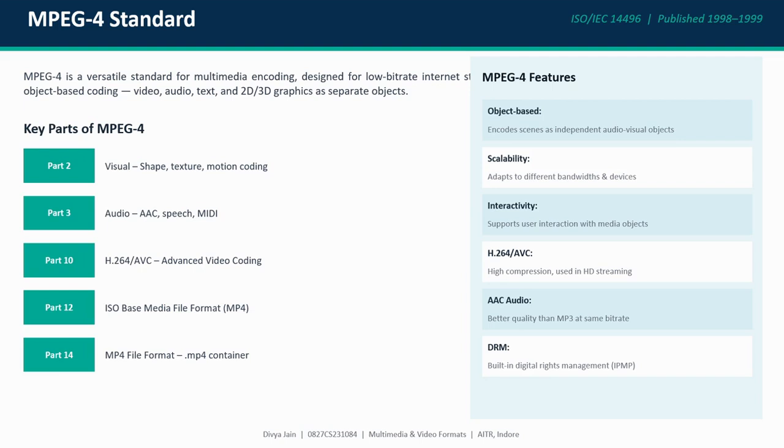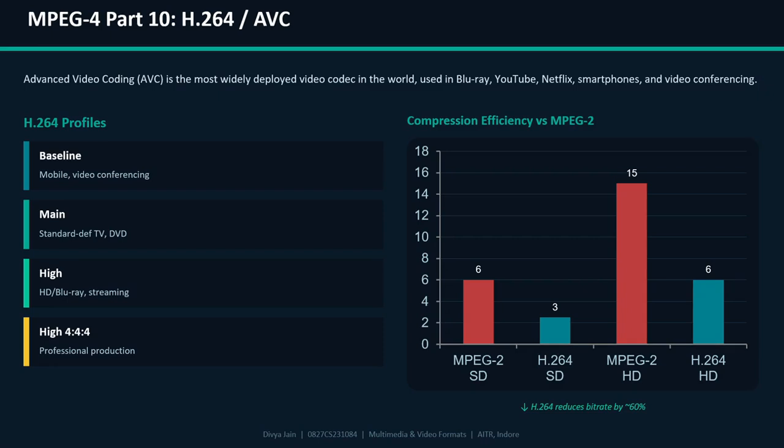Key parts include Part 2 for visual coding, Part 3 for AAC audio, better quality than MP3 at the same bitrate, Part 10, which is H.264 AVC, the most widely deployed video codec in the world, and Part 14, the MP4 file format that you use every day on your phone. MPEG-4 Part 10, H.264 AVC. Let's spend a moment on H.264, also called AVC, Advanced Video Coding, because it is arguably the single most impactful video codec ever created.